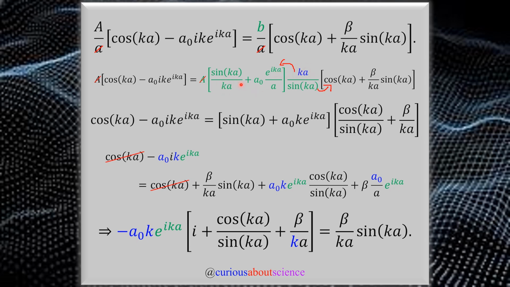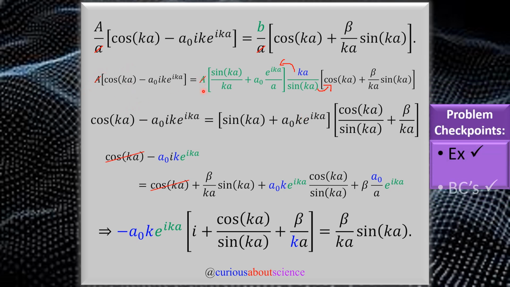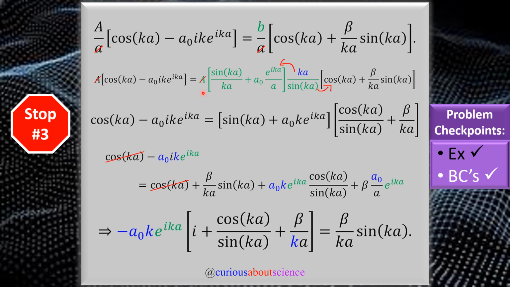This Ka cancels that Ka. This A cancels that A, and that's why we have a K here. And then, of course, we cancel A and A. So with this, we executed our boundary conditions and got rid of the constants big A and little b, and now we're good to go.